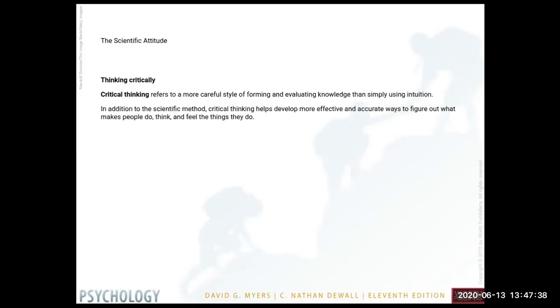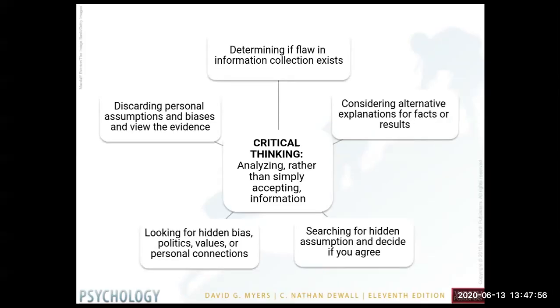We want to use the scientific method to take steps and ensure that we're doing the right things and not just guessing. But critical thinking is a way to help with that. It develops more effective and accurate ways to figure out what makes people think, feel, and act the way that they do. Here is a nice little graph of critical thinking.